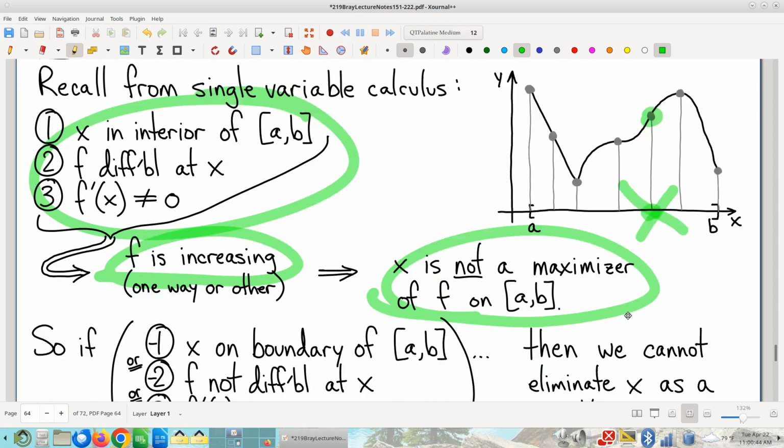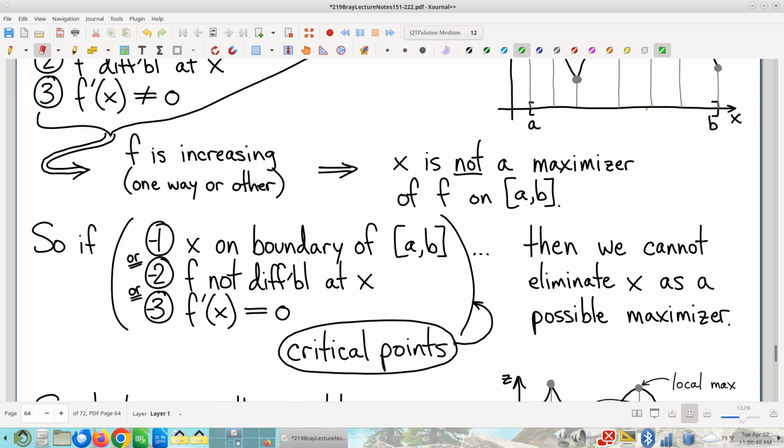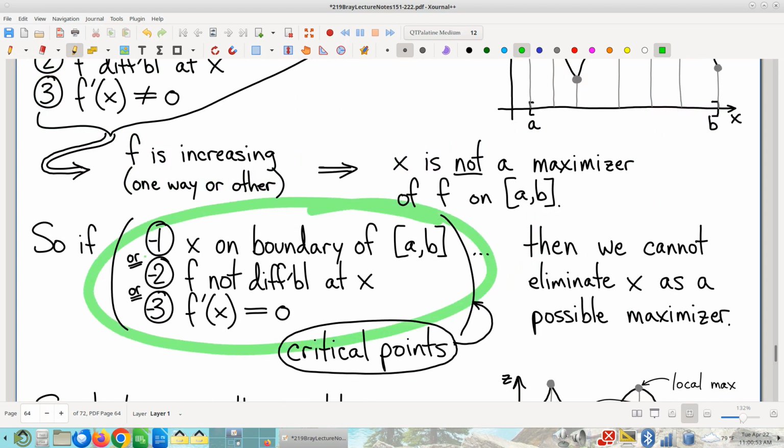So very simple. And so the way we actually enact this is we turn it around and say, look, if any one of the above conditions fails, then our process of elimination fails, right? If we can't make a case for why it's not a maximizer, it might be a maximizer, right? So we call them critical points, and then we check the values later, by whatever method.